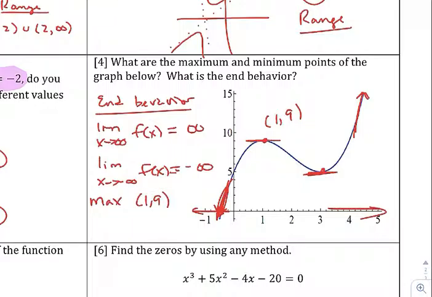It looks like our minimum is going to be at 3, 5. And our min is at 3, 5.